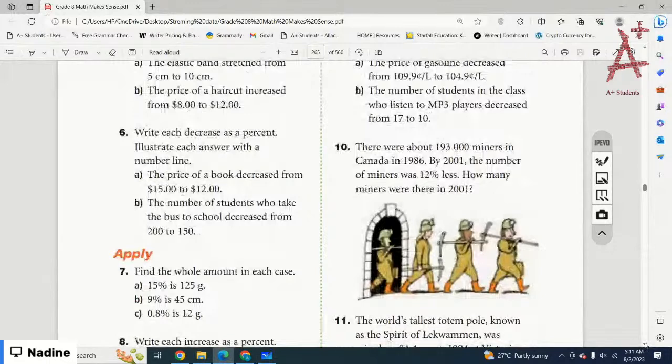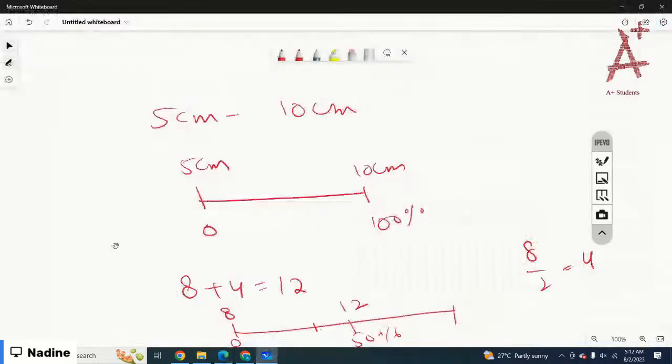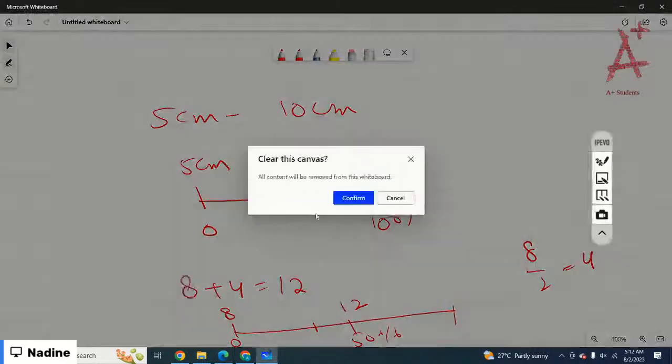The price of a book decreased from 15 to 12, right? So 15 minus 12, originally it was 15. Got it? And 15 minus 12 equals 3. That means the price decreased by $3.